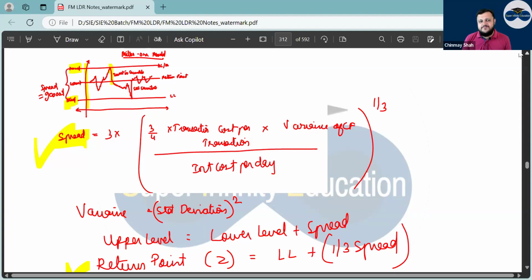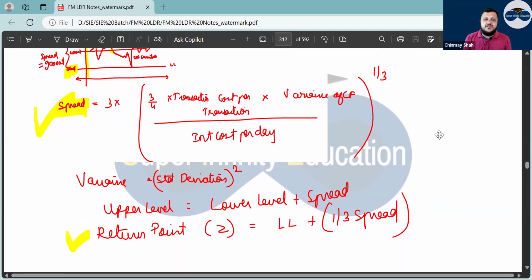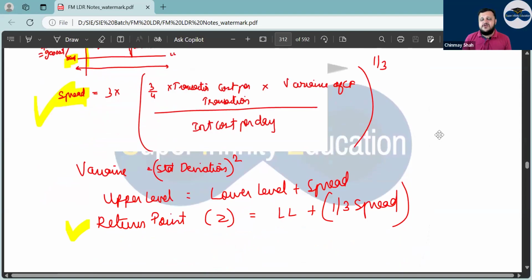In the Miller-Orr model, you will be given the lower level. You have to find out the spread, correct? After finding out the spread, you will be able to find the return point, that is, on average how much balance you want to keep. So spread is equal to 3 into bracket 3 by 4 into transaction cost per transaction into variance of cash flow divided by interest cost per day.